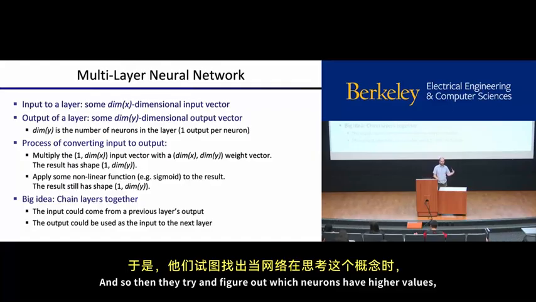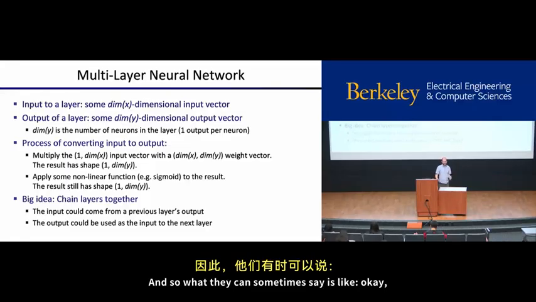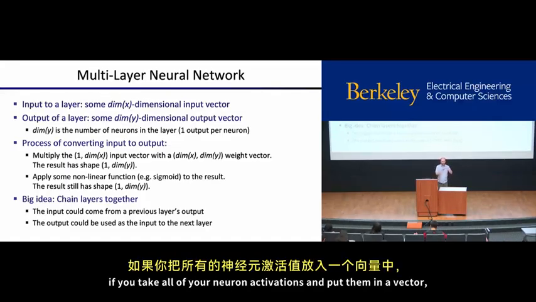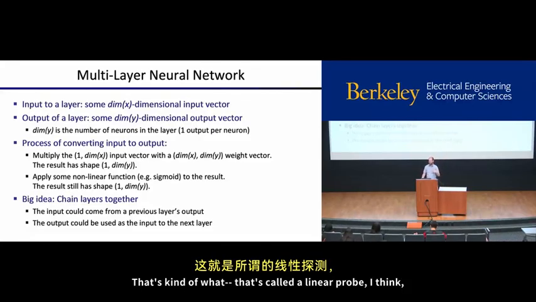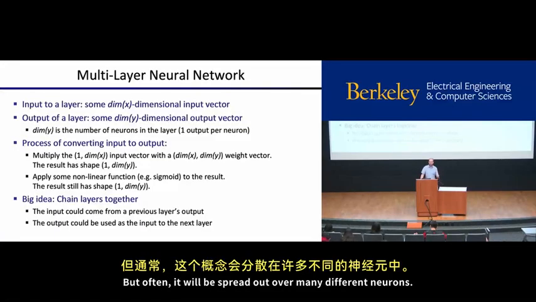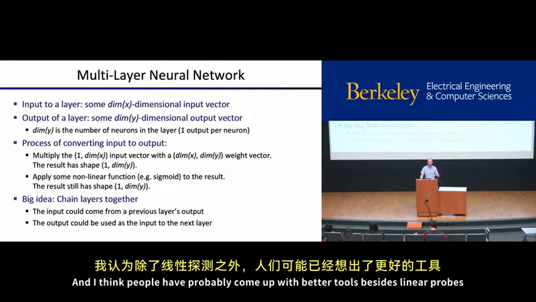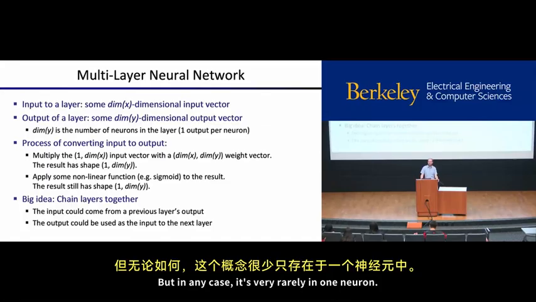And so then they try and figure out which neurons have higher values when it must be thinking about this concept. And so what they can sometimes say is like, okay, if you take all of your neuron activations and put them in a vector, the more that it's pointing in that direction, the more it's thinking about this concept. That's called a linear probe, I think, for figuring out how it's representing a concept. But often it will be spread out over many different neurons. And I think people have probably come up with better tools besides linear probes for thinking about how a network is representing a concept. But in any case, it's very rarely in one neuron.